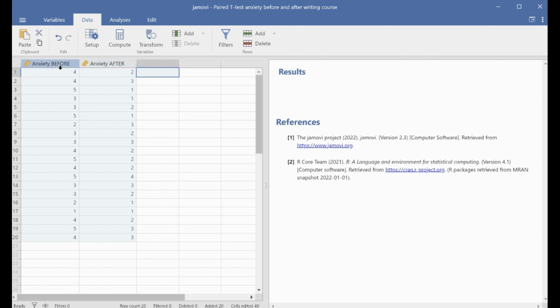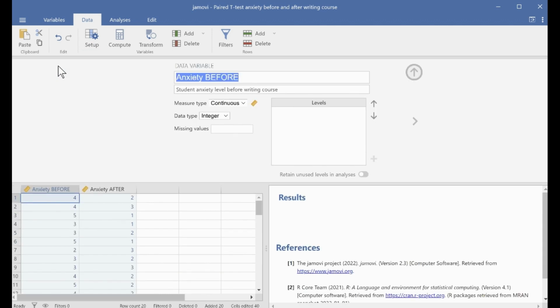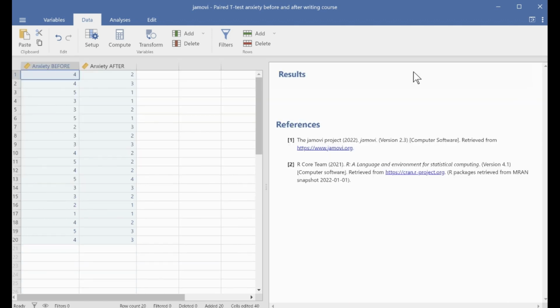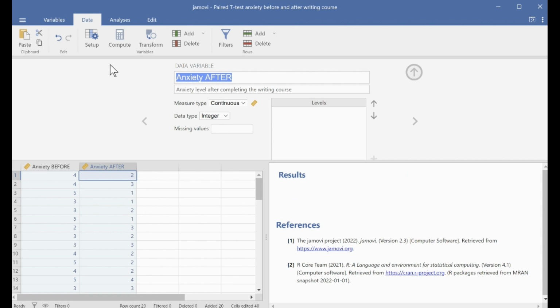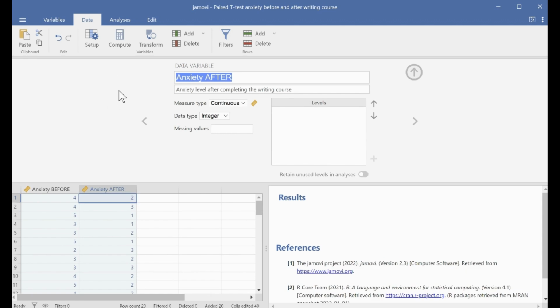Let me double click on this as I always do. The name of the variable is anxiety before. The definition is student anxiety level before writing a class, and this is a continuous variable. Close that. The second variable I have is anxiety after, the anxiety level after completing the writing course, and this also is a continuous variable.